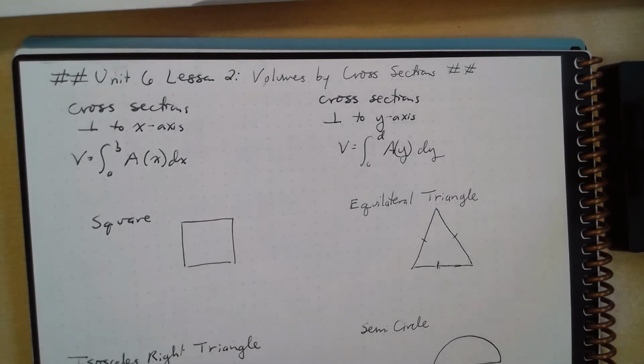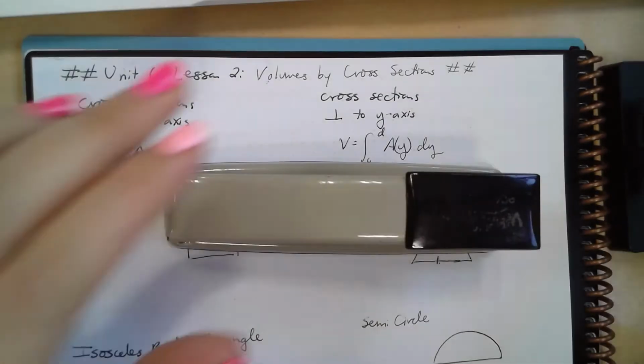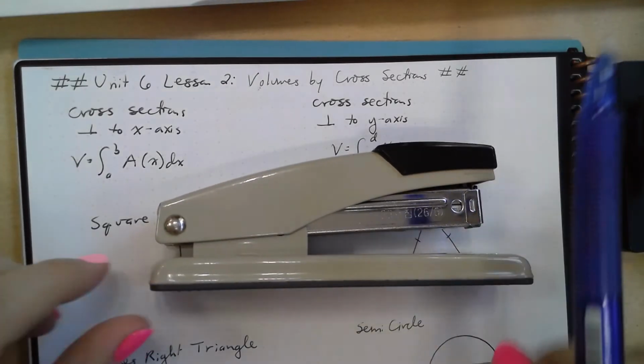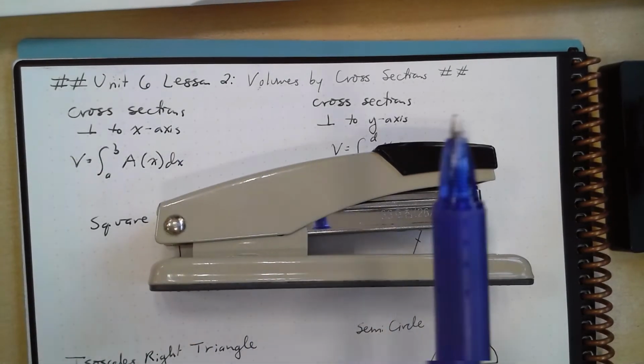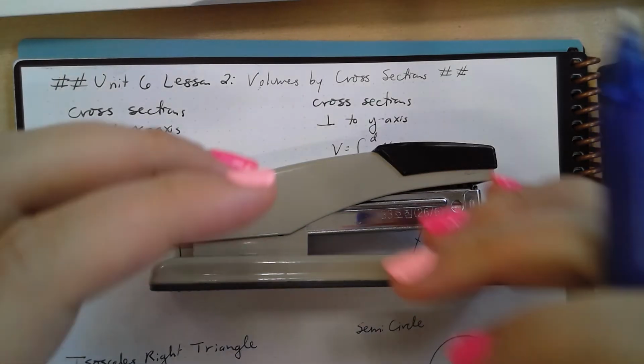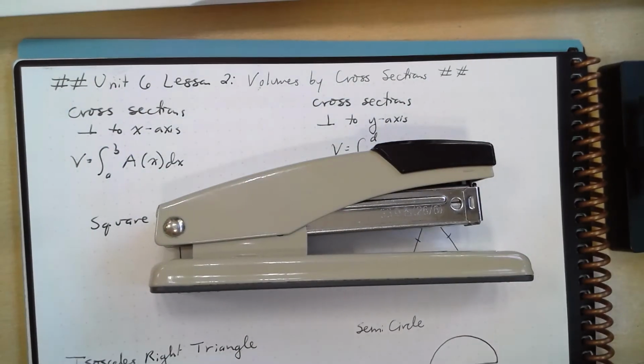Hello and welcome back. Today we are going to be talking about finding volumes by cross sections. Well, what does that mean? Well, let's say that I have any object, like here's my stapler. If I wanted to find the volume of my stapler, I could cut and slice shapes within here and then integrate that information and find out the entire volume, or at least an approximation of it.